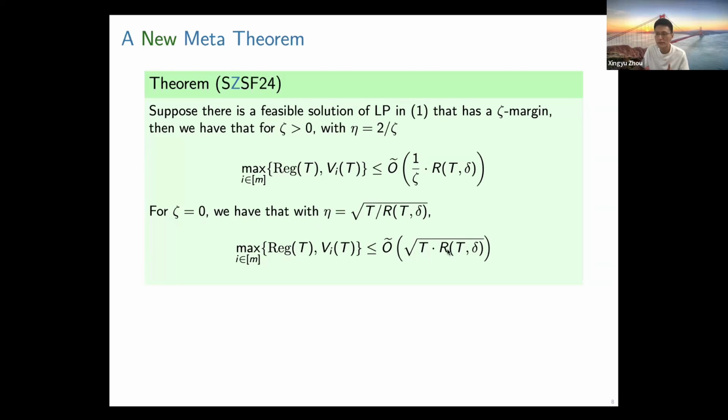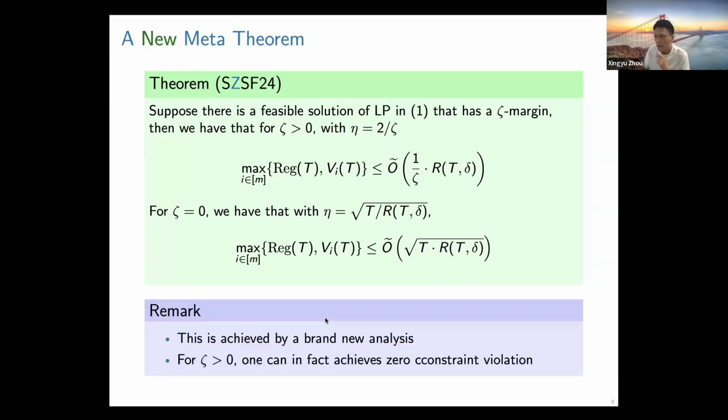And you still have some weaker guarantee. So you can see, if R is root T in the first case, your regret is root T, right? And in the second case, your regret would be T to the power 3/4. Okay, so this is a dual theorem.